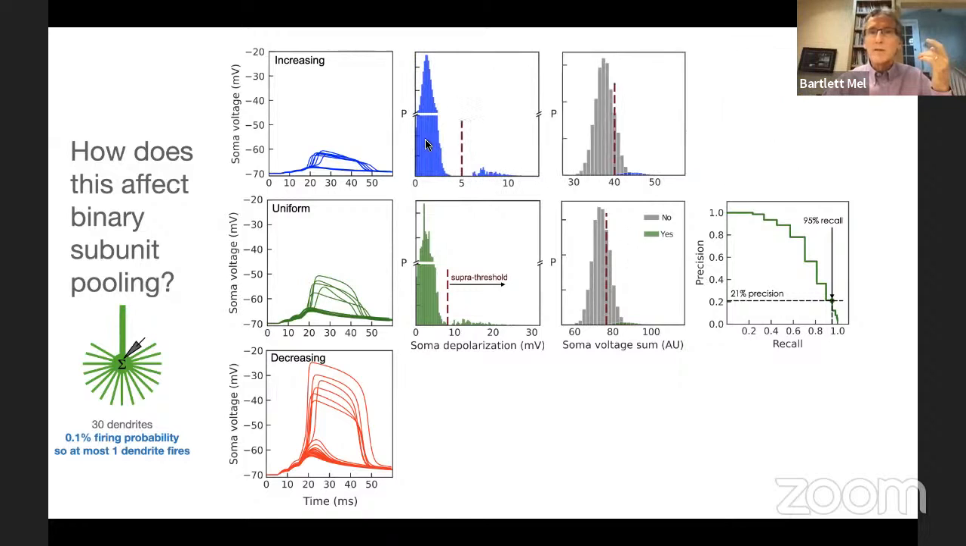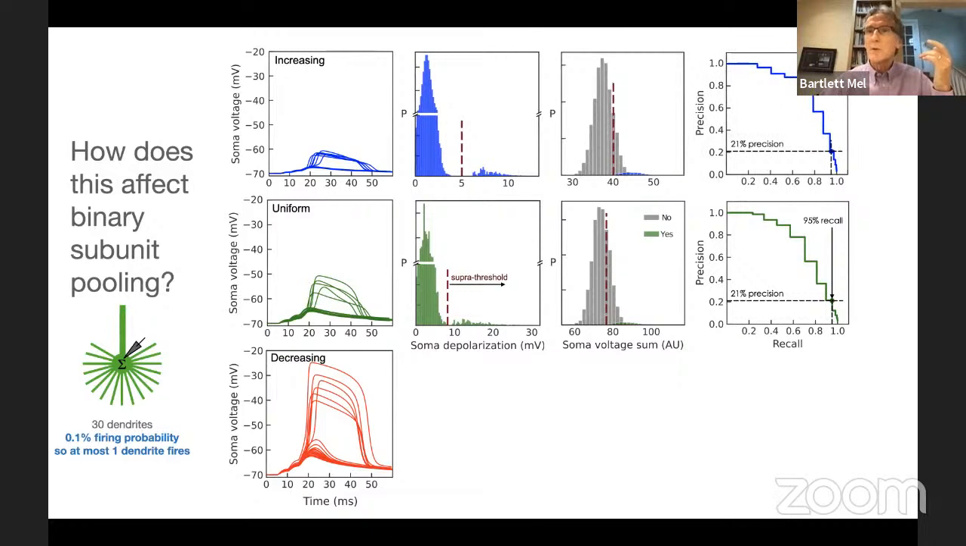Okay, so that's that case. Now, what about the increasing case? I'm going to just throw these graphs up here for you. So it's the same. It's bad also. We have strong mixing of the yes and no cases because there's not very great separation between the superthreshold and the subthreshold responses. And we're, again, just by sort of luck at 95% recall, there's 21% precision if you had a neuron configured in this way with increasing spine density.